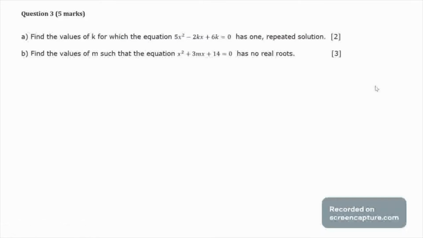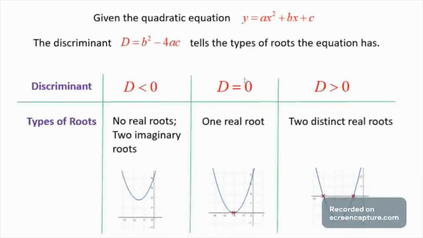So this one, question 3, it says find the values of k for which this equation has one repeated solution. And then B, find the values of m such that this equation has no real roots. Whenever we see this thing about solutions or how many roots or solutions, we know it's a discriminant problem. So let's remind ourselves about the discriminant.